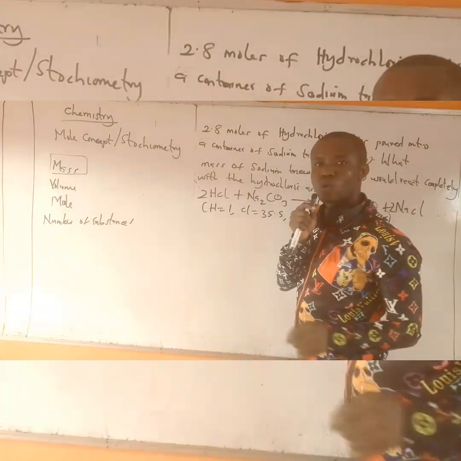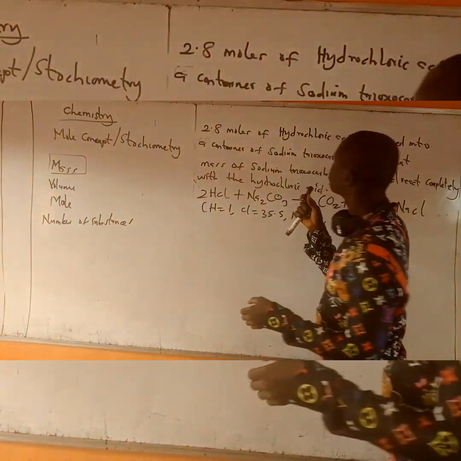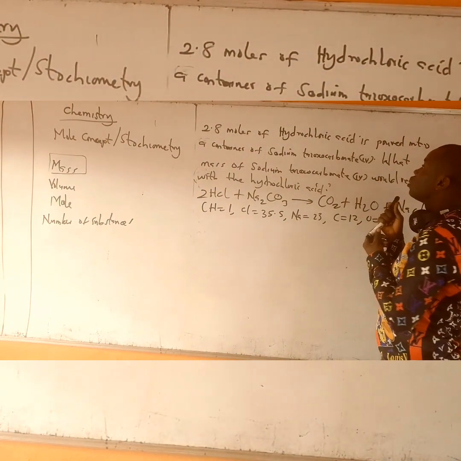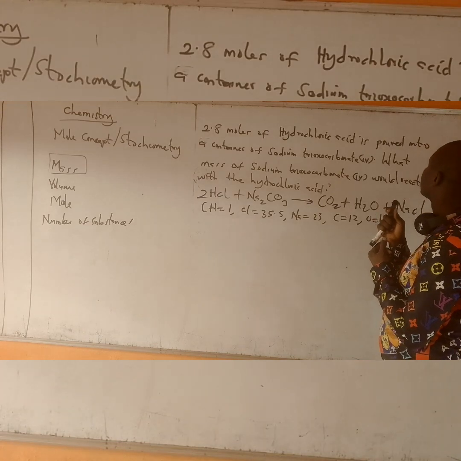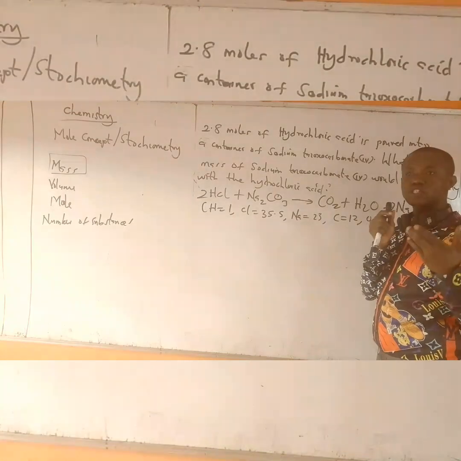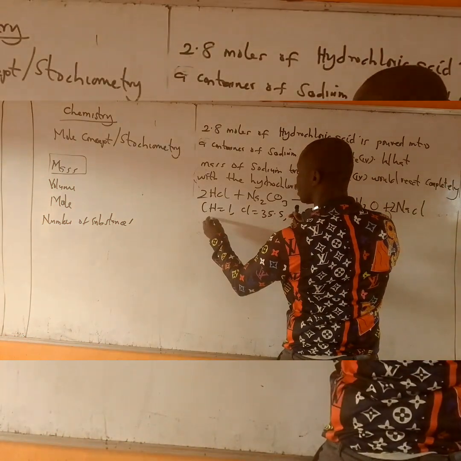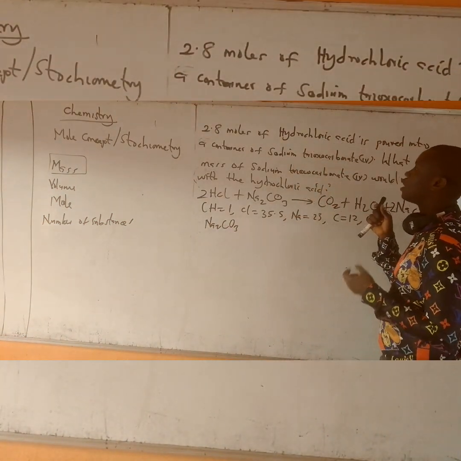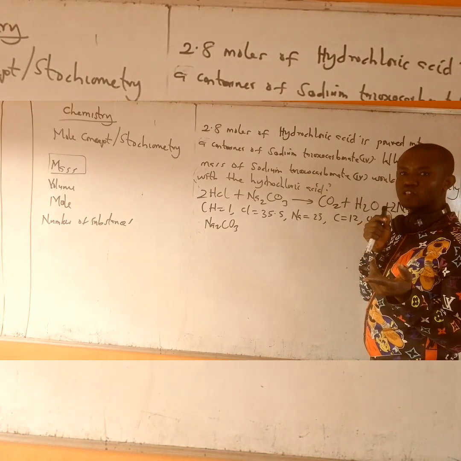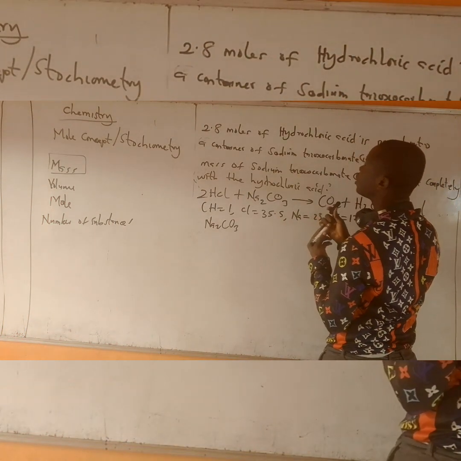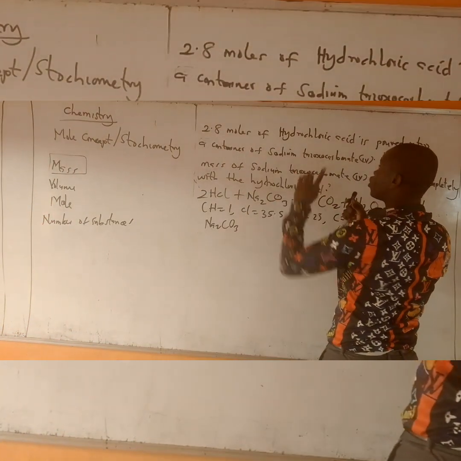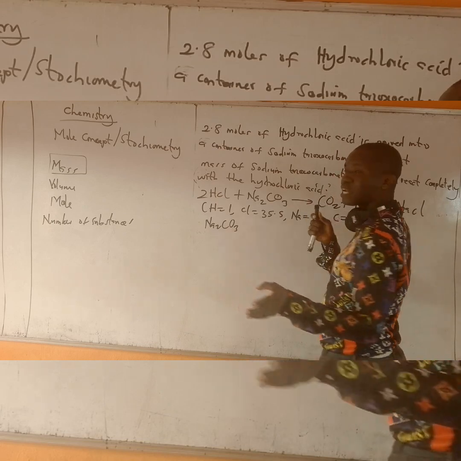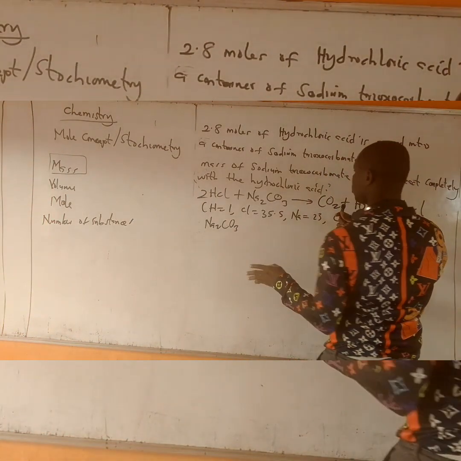All right. So, what are the two substances we are looking out for? They asked us to look for something about sodium carbonate, that is Na2CO3, and hydrochloric acid, because they gave us 2.8 moles of hydrochloric acid. They gave us something about hydrochloric acid, and they asked us to look for something about sodium carbonate. Every other thing that appears here doesn't concern anybody.